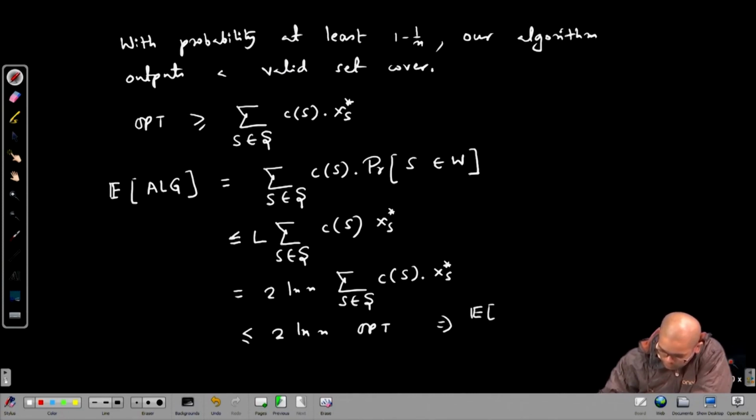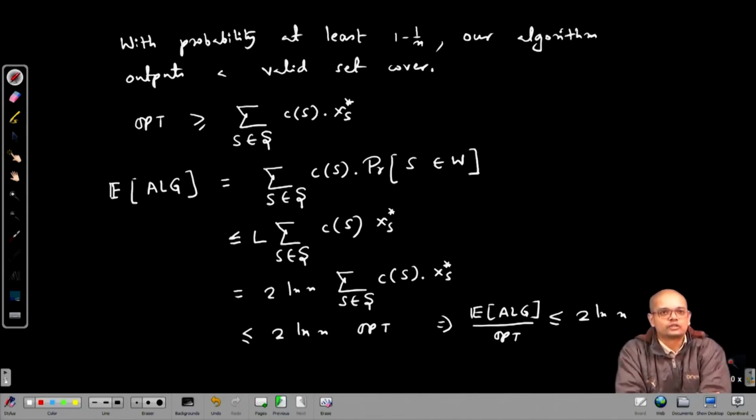So hence we have the expected value of alg by opt is less than or equal to twice ln n. So the approximation factor is at most twice ln n. Okay, so we'll stop here today.